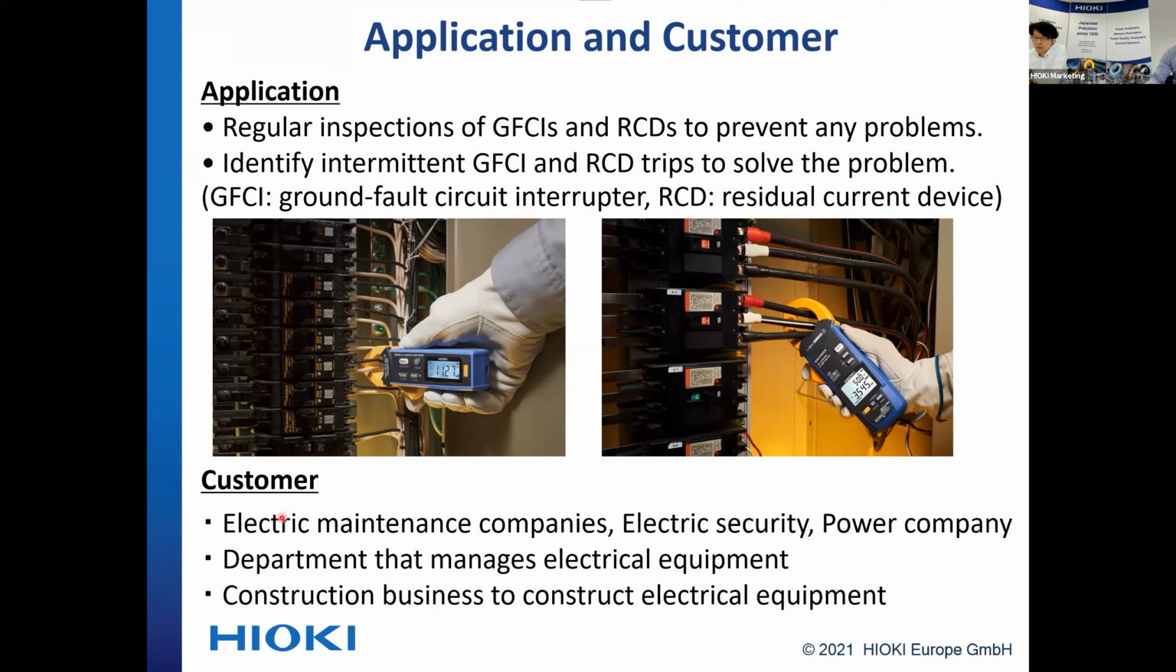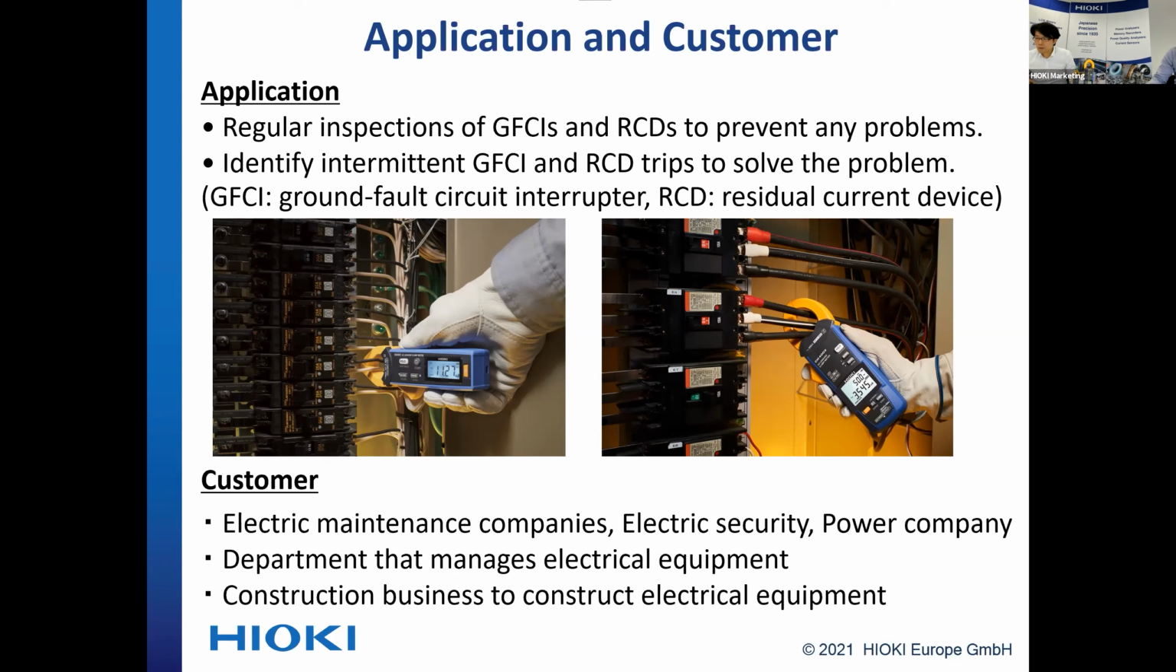So our customers are maintenance companies and electrical managers of the factories, for example. They check the leakage current of power lines in the distribution panel, like this picture. This black box is called a GFCI or RCD, which is a leakage current breaker. The leakage current is measured by clamping two-phase or three-phase power lines connected to the RCDs.